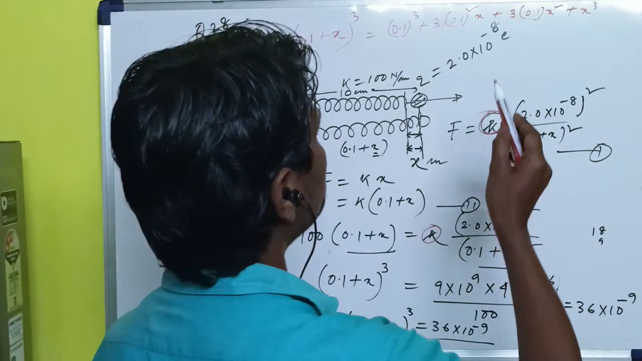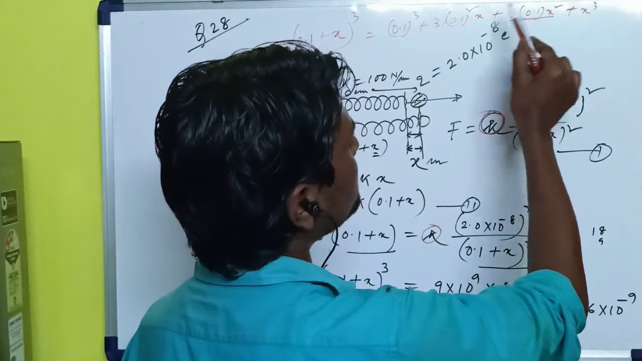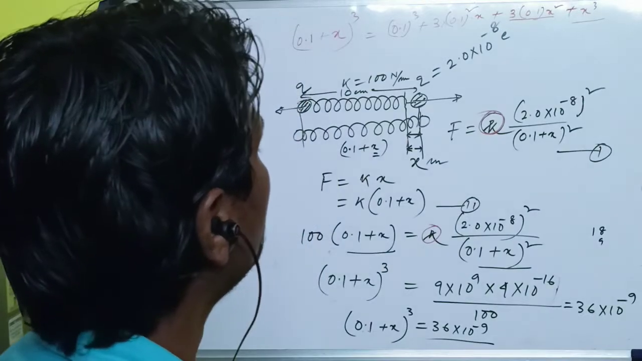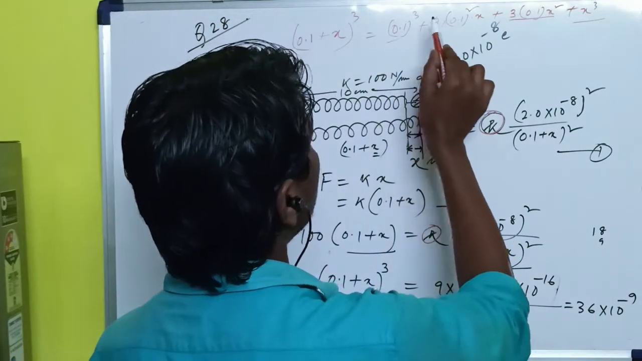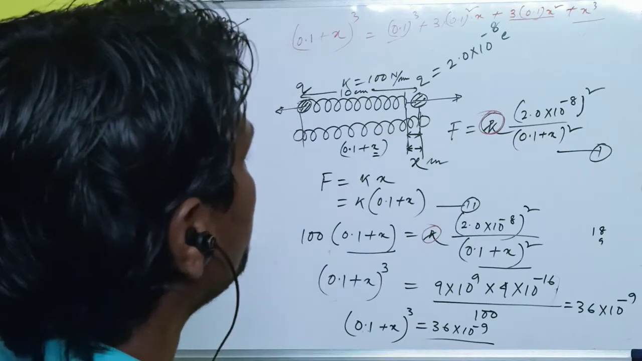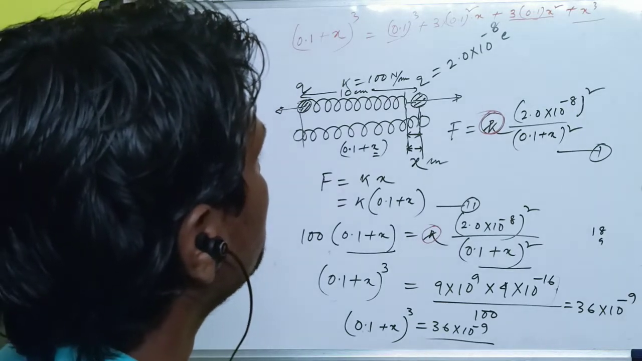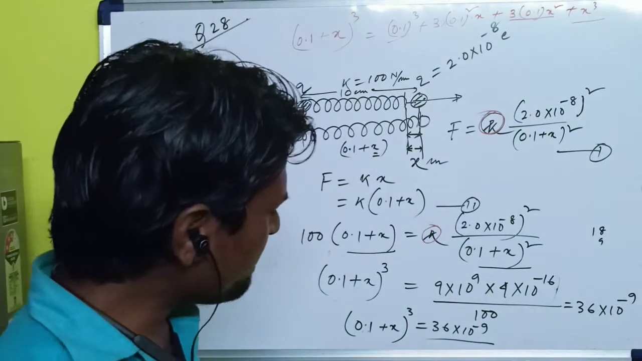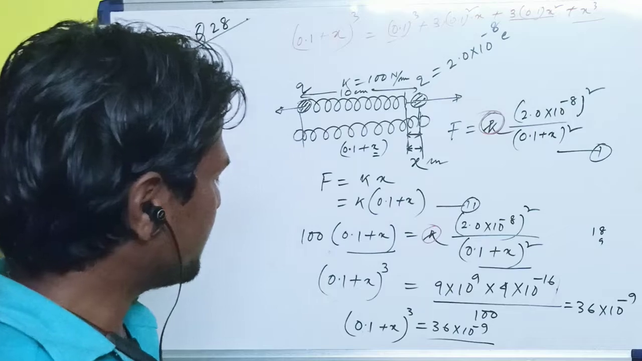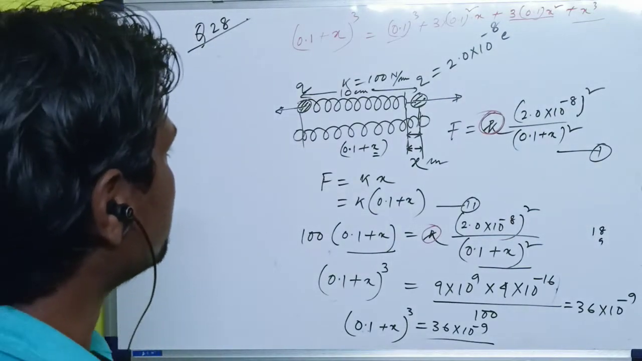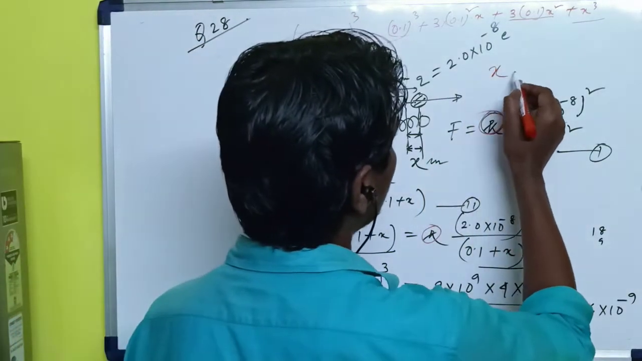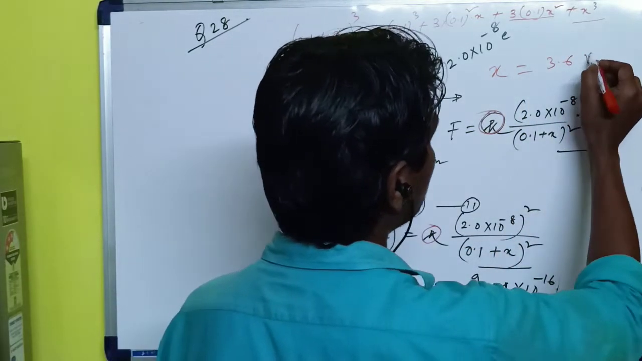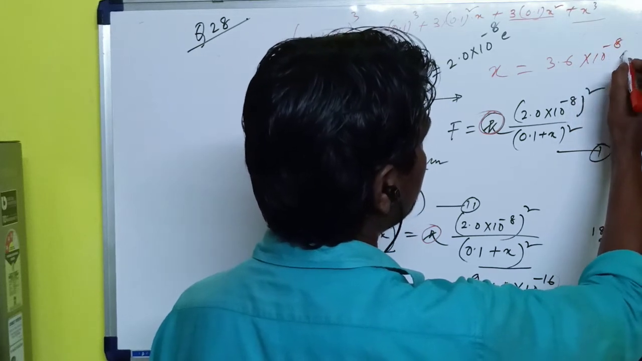So all the values here are very negligible since x is very small, and this is also negligible since this is very small. If we divide this one whole cube, the higher power term 0.001 minus this one, this value is too negligible. So you can write that x equal to 3.6 into 10 to the power minus 8 meter.